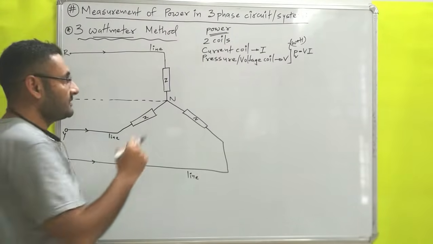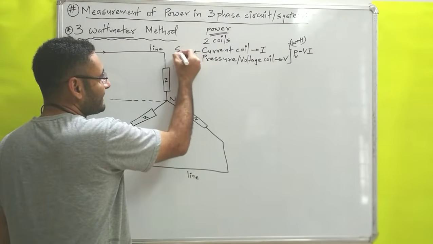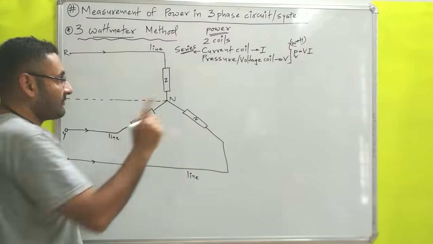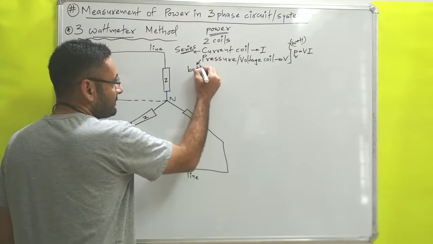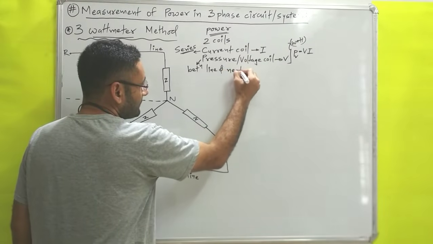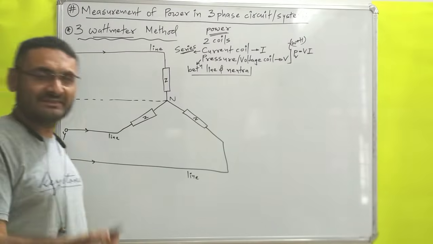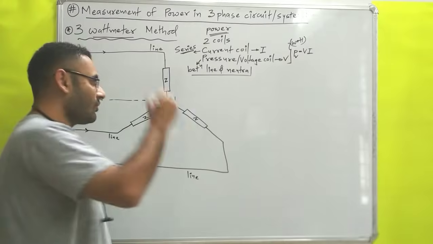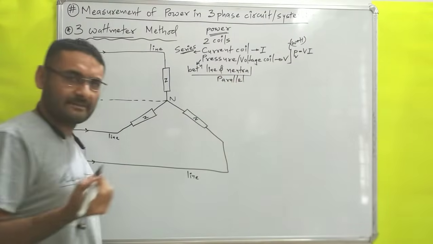Also, one thing you should remember is that the current coil is always connected in series with the load, and the pressure coil is always connected between line and neutral. So you have to remember these 2 things: the current coil is connected in series with the load, and the pressure or voltage coil is connected between line and neutral, or you can say in parallel with the load. Both things are the same. Okay.